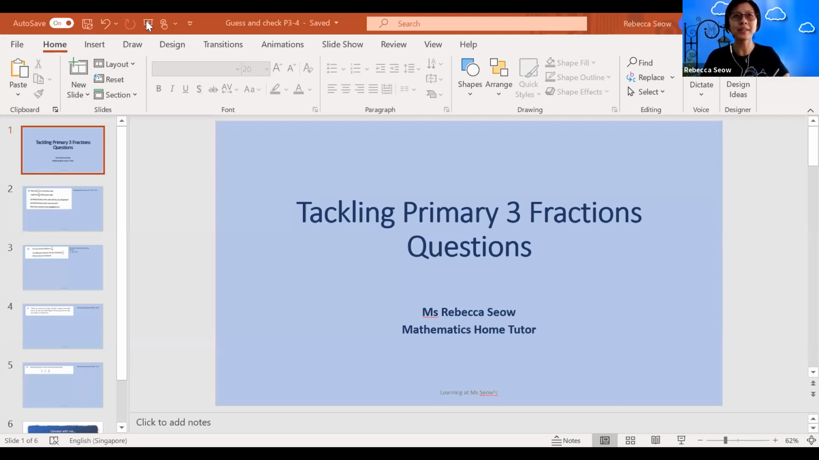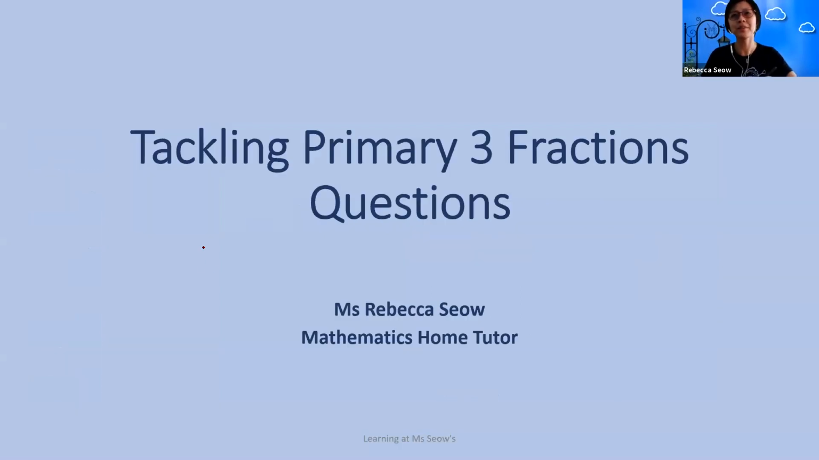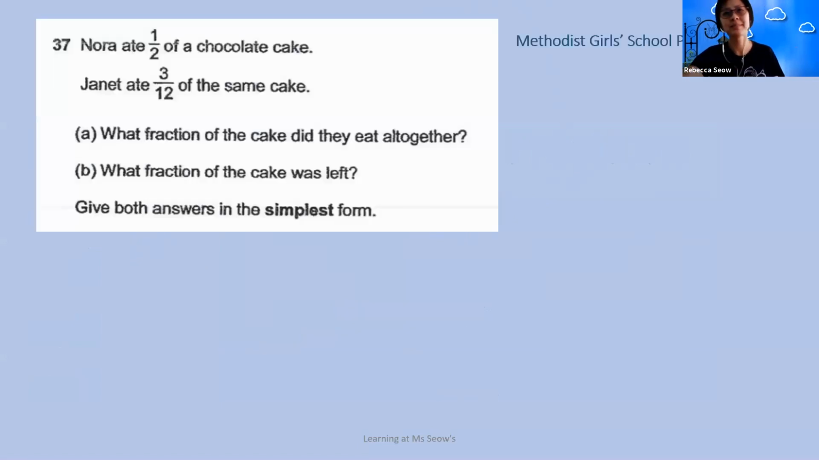Today, the topic that I will be covering is tackling primary 3 fractions. Fractions is something that starts off as a small topic in primary 2, and it moves on to a slightly bigger topic in primary 3, and subsequently, primary 4 is going to get quite tough. So let's review some of the questions that you will come across in primary 3 fractions. Let's take a look at a question here.